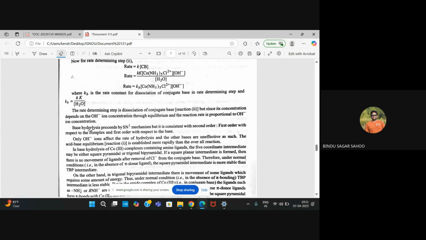Here you can read that base hydrolysis proceeds by the SN1 mechanism, but it is consistent with second order: first order with respect to the reacting complex and first order with respect to the base. So in acid hydrolysis, it is first order and follows the SN1 mechanism. But in base hydrolysis, it follows the dissociative mechanism, but the rate expression is second order. That means it is first order with respect to the initial complex concentration, and also first order with respect to the concentration of base.